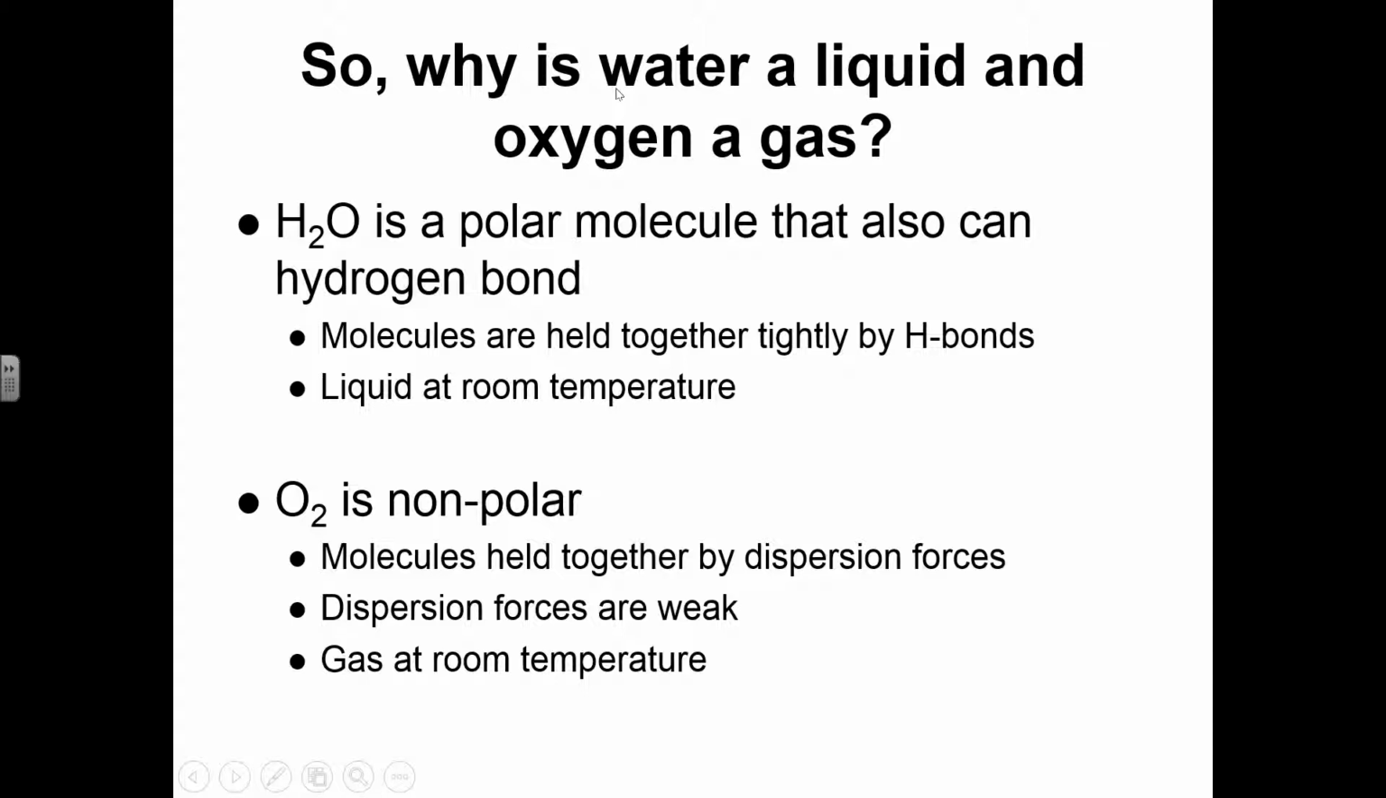Okay, so why is water a liquid and oxygen's a gas? Well, we just looked at a picture of H2O molecules attracting to each other. They want to be together, so they're not easy to break apart into a gas. O2 molecules, on the other hand, those O's are sharing equally, so there's dispersion forces only between multiple oxygen molecules. So because they're held together by these weak forces, only due to random electron motion, oxygen's a gas at room temperature.